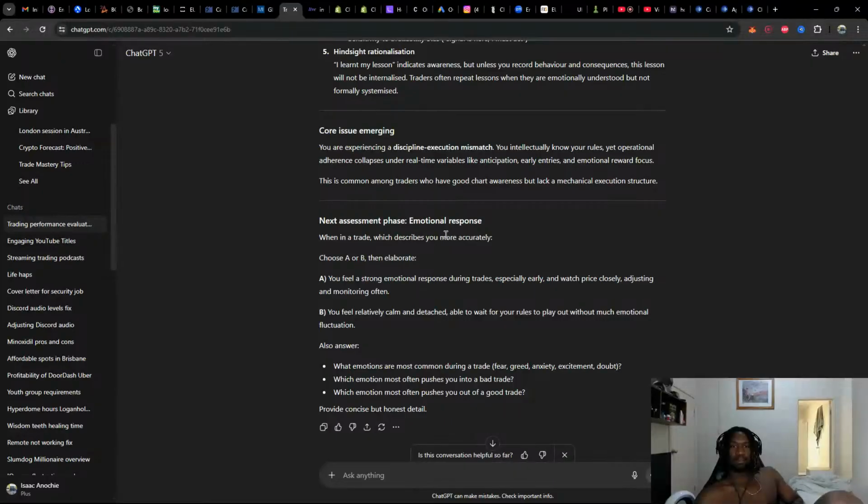Next assessment phase, emotional response. When in a trade, which describes you more accurately? Choose A or B, then elaborate. A: You feel a strong emotional response during trades, especially early, and watch price closely, adjusting and monitoring often. B: You feel relatively calm and detached, able to wait for your rules to play out without much emotion. I'd honestly say B.